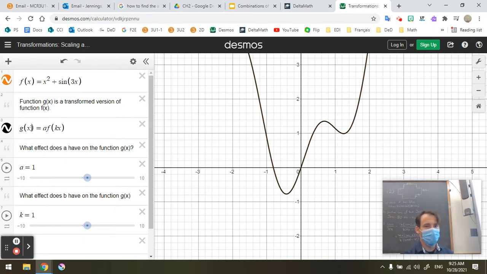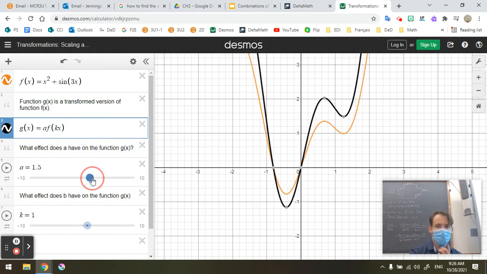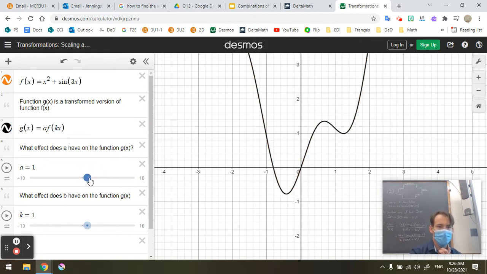Now here is a transform function. g of x is a times f, a times the output of the function, and k times the input of the function. So if I take this slider a, and you'll notice that the two functions are different colors, what do you predict is going to happen as I start making a larger?